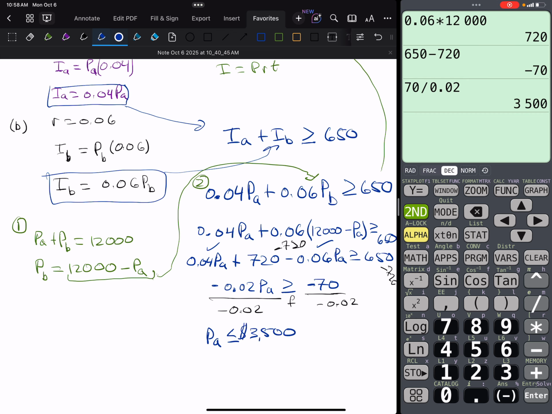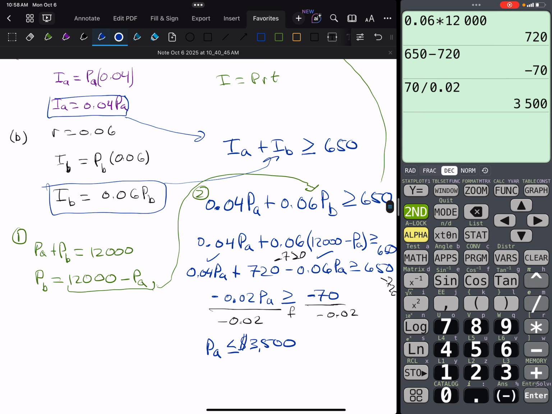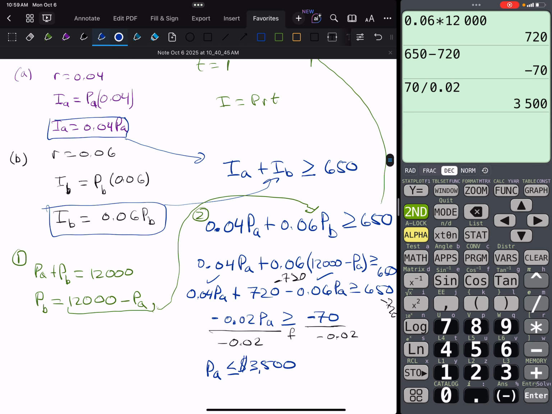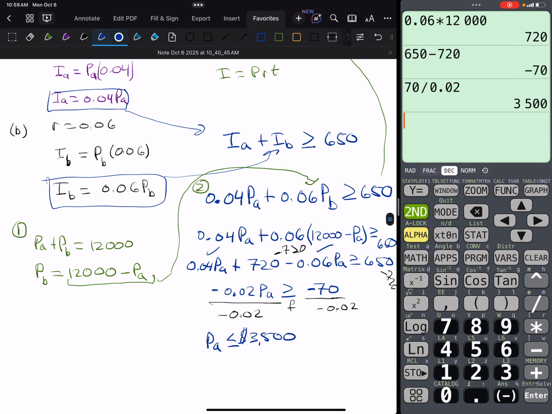$3,500. And so what we're saying is that of the $12,000 that this person wants to invest, the most of it that they can invest at the smaller interest rate, the more conservative investment, to get the amount of interest that they need per year is this $3,500. I hope that helps us put together these kind of mixture problems.